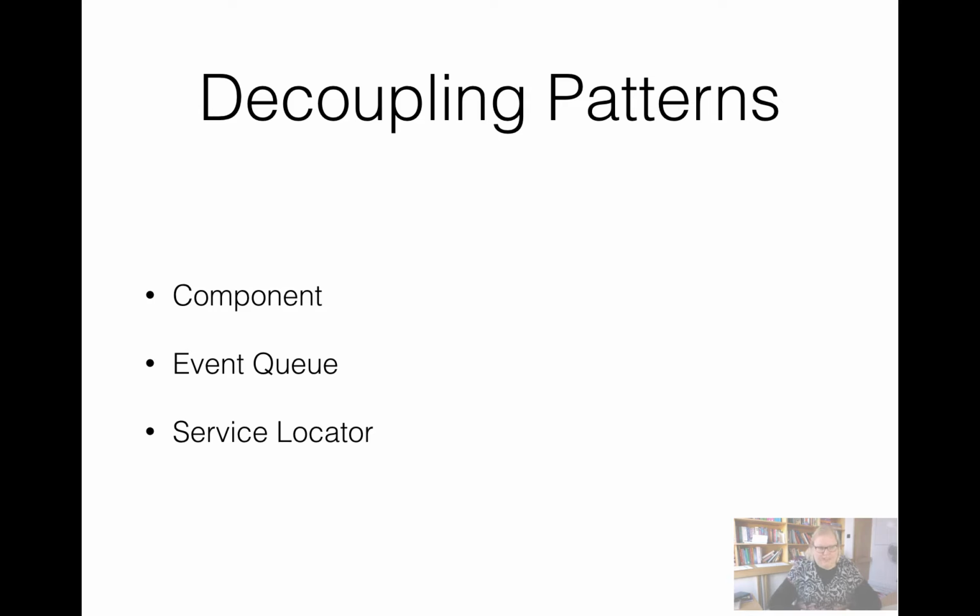The event queue is a queue which stores a series of notifications or requests in first in, first out. And it allows you to think of the order that you're going to process events.